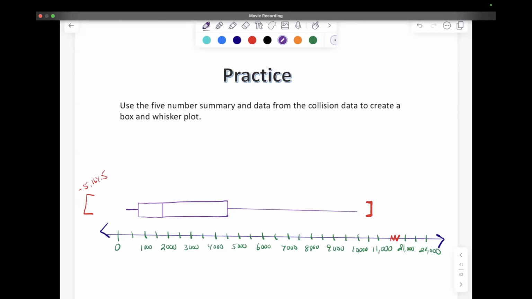Okay, the last data value inside my fence is 10,034. So it goes there. It does not go all the way to the fence. Please don't make that mistake.